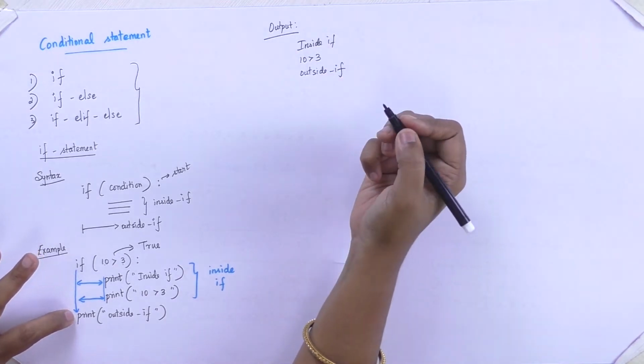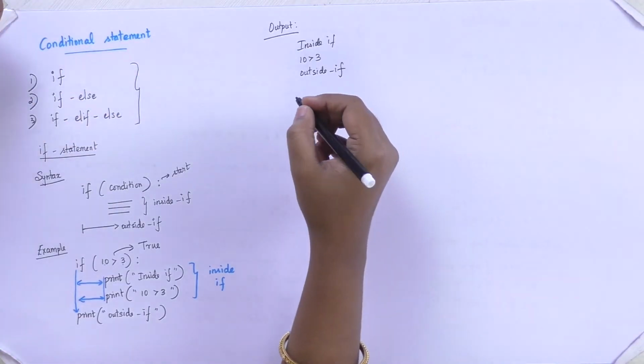So this is how your if block works. An if block should have a condition that will be either true or false. If the condition is true, you will get inside the if block and execute all the instructions present inside it. And if the condition is false, straight away you will skip the if block and come out of it. Let me show some more examples on this.